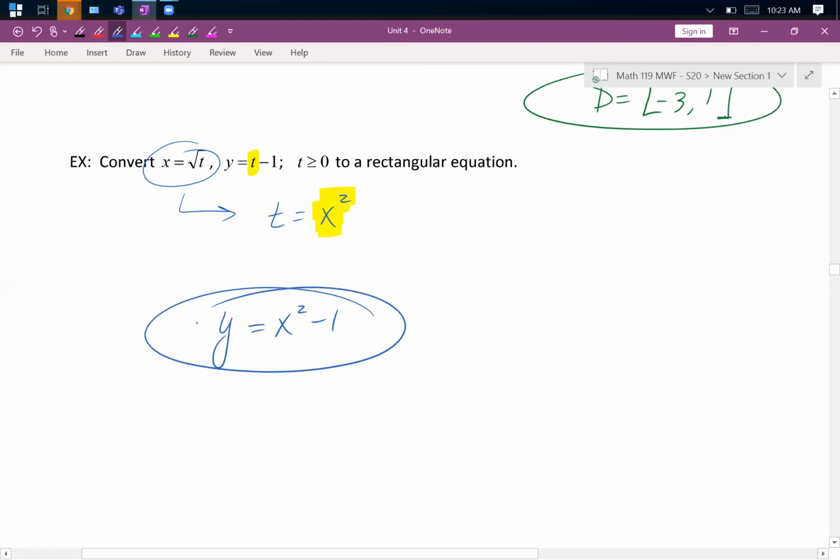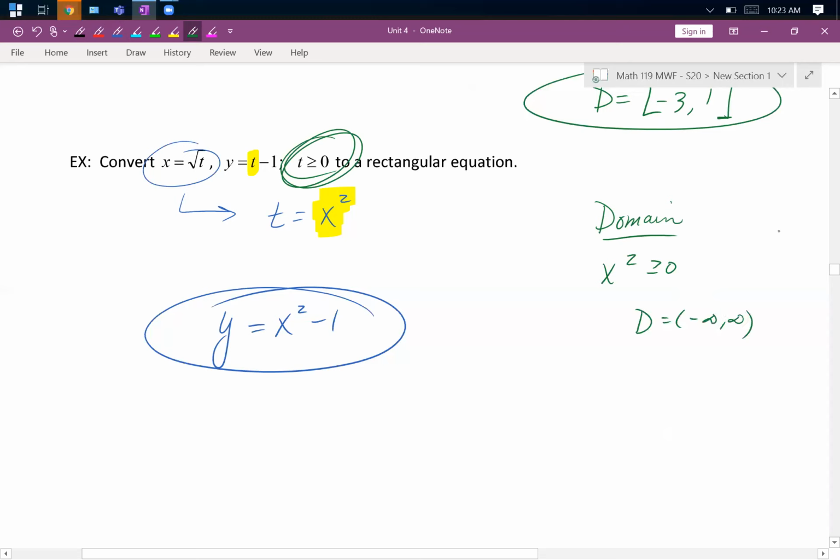So I want to talk about the domain here. And this is kind of where I feel like domain for parametric equations sometimes is tricky, because we have to do it a lot of different ways depending on what type of problem we have. I can't do the same thing for domain this time that I did last time, because if I take just that x squared and substitute it in, I get x squared is greater than or equal to 0, and that happens all the time.